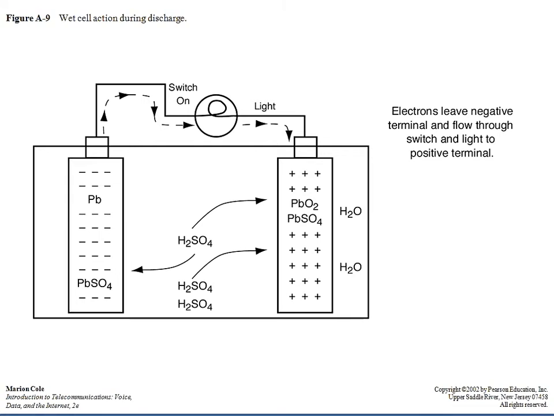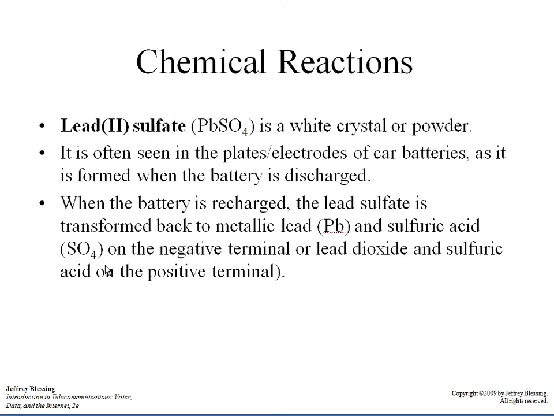Also, during this process, the lead peroxide PbO2 is being converted to PbSO4, or lead sulfate. And the same kind of reaction is happening over here on the lead end as well. So lead sulfate is this white crystally powder, corrosive type of material we sometimes see on batteries. It's often seen on the plates or electrodes of car batteries, and it's formed when the battery is being discharged.